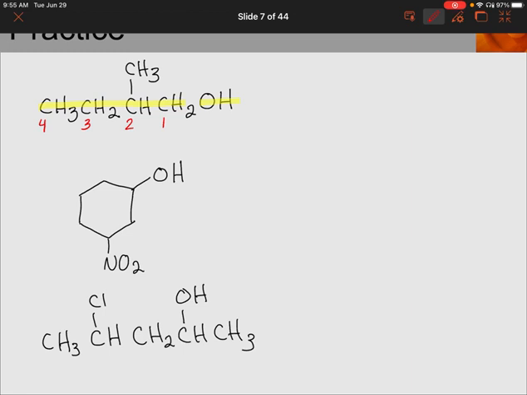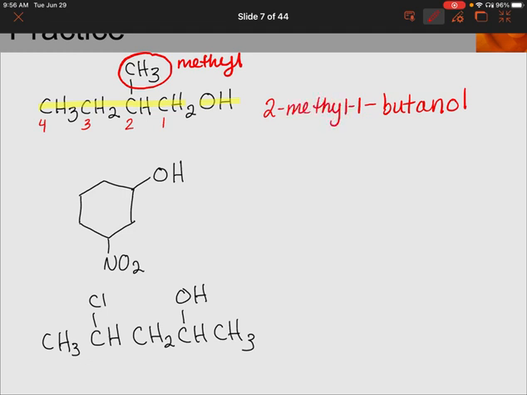So if we have 4 carbons total, how would we name that chain? What prefix would we use? So normally we would call this butane, right? But we're going to drop the E and add OL so that it's butanol. And then we want to put a 1 in front just to indicate where the OH group is located. Now we also have this methyl group sitting up above, and that is on carbon 2. So this is 2-methyl-1-butanol.